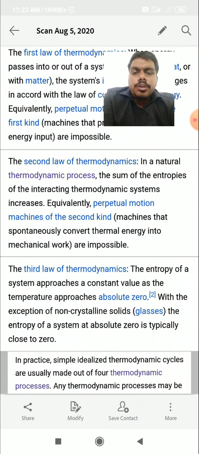Third law: the entropy of the system approaches a constant value as the temperature approaches absolute zero, with the exception of non-crystalline solids.